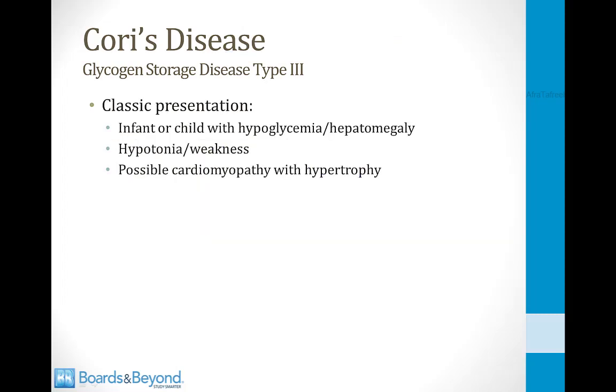So the classic presentation to know for your boards is an infant or child with hypoglycemia between meals. This may make you think of von Gierke's disease, but the hypoglycemia will usually be relatively mild. You usually won't see seizures. The liver will be enlarged, and that also can remind you of von Gierke's disease, but the distinction will be in the muscles. The muscles will be hypotonic and weak in a baby with Cori's disease. You may even see cardiomyopathy with hypertrophy.